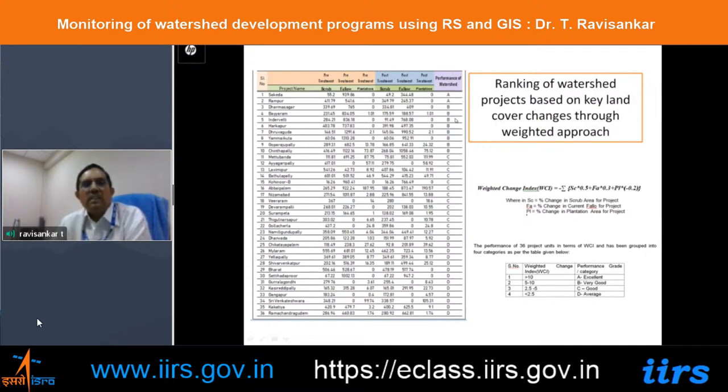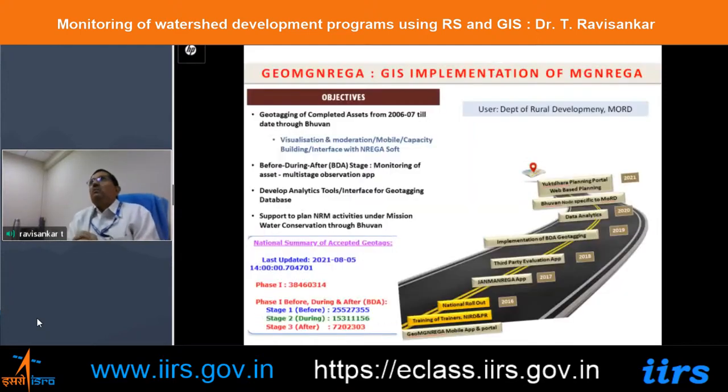You can see in the C category you have many. That means the good category has many, and very good and excellent are only 2 watersheds among these 36. Probably now, when we are going for some 500 watersheds, after applying the same criteria, we may add some more parameters to improve this index. This is also one of the requirements of NABARD, and we have developed and provided it. This is all what we could do in the watershed programs.